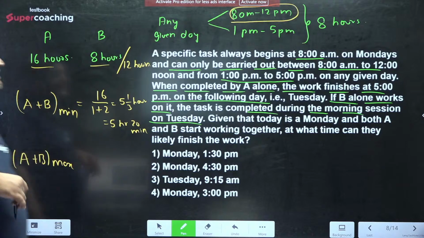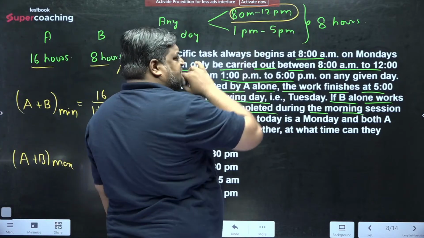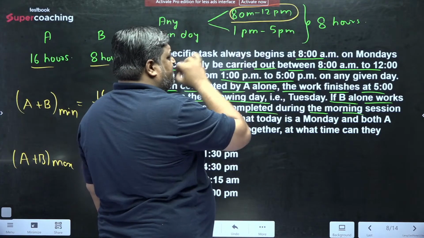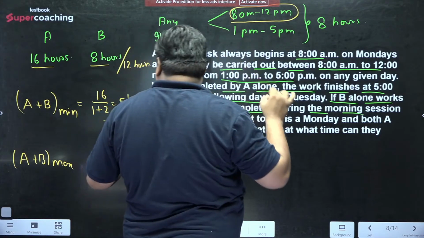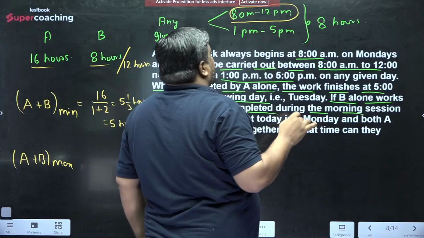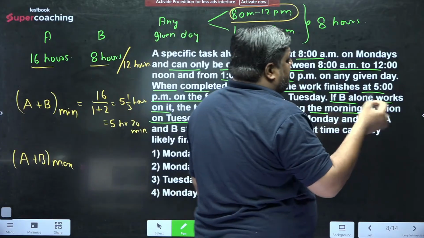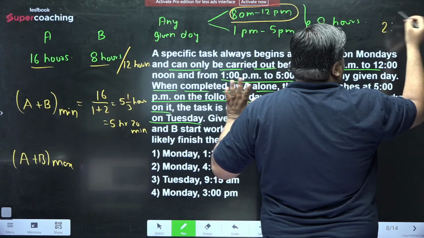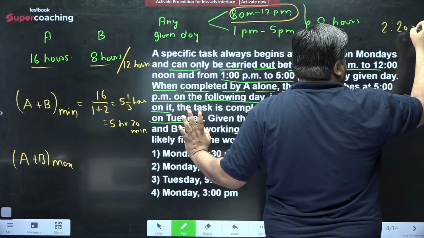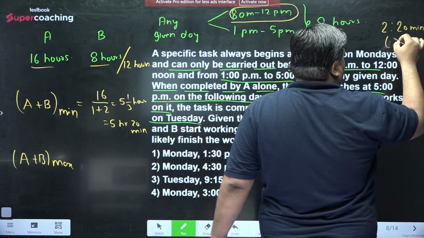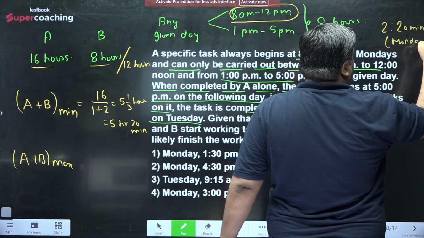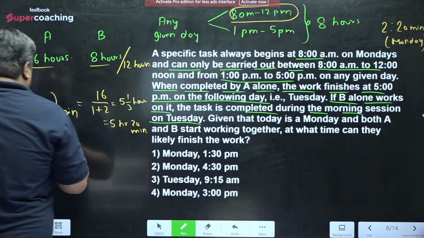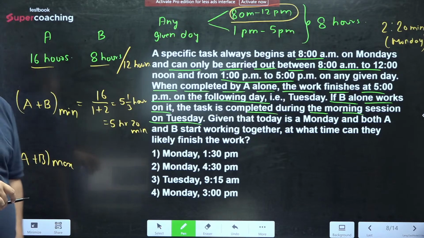Started on Monday morning, 8 to 12 is 4 hours, restarted at 1 o'clock, 1 to 2 is 5 hours, and another 20 minutes. So the work will be finished. The minimum possible time when the work will be finished is 2 p.m. and 20 minutes on Monday. This is the minimum time for the work to finish if A and B are working together.